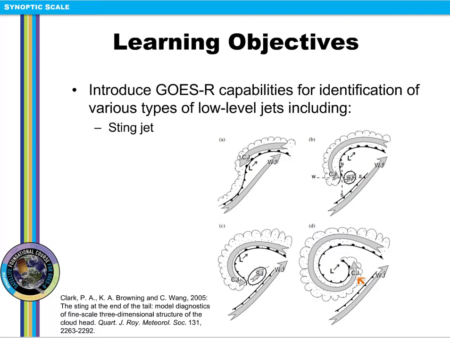in this conceptual model that the sting jet doesn't last long as the cold conveyor belt catches up with the sting jet. Strong winds may still occur, but the highest wind speeds associated with the sting jet are over.